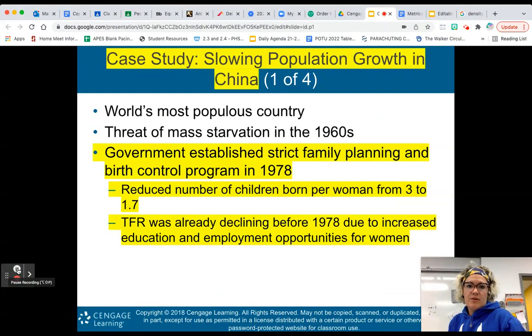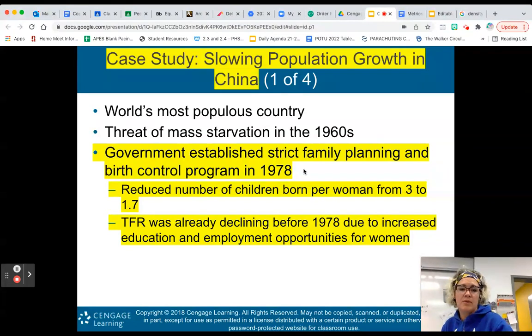All right, the other case study is on the population in China and how it's actually slowing down. So you have a negative population growth, and there's this comparison in the book about those two populations. This really grew out of a threat of starvation in the 1960s, and then the establishment of a very strict family planning program that was instituted in 1978. This reduced the number of children born per woman from 3 to 1.7. So the TFR was already declining, but they basically forced the hand of the total fertility rate to drop by regulating the number of children that can be born. This was a governmental decision.